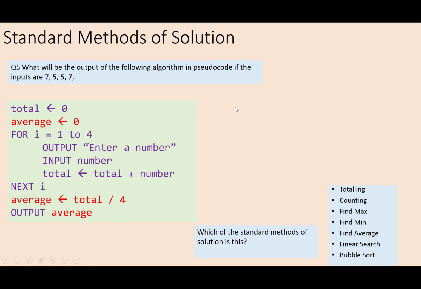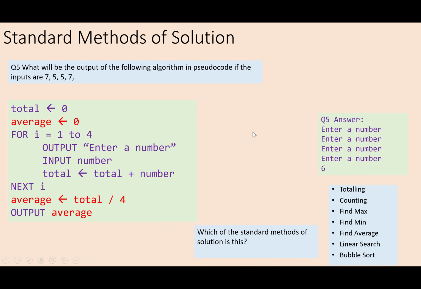What will be the output of the following algorithm? Again, we've got some inputs. Again, there's a few clues as to what might be going on, so pause the video, spend a bit of time, work through, write down the outputs of the algorithm, and then decide which of the standard method solution it is. So just write down what the outputs will be, and then we'll have a look at the answer.